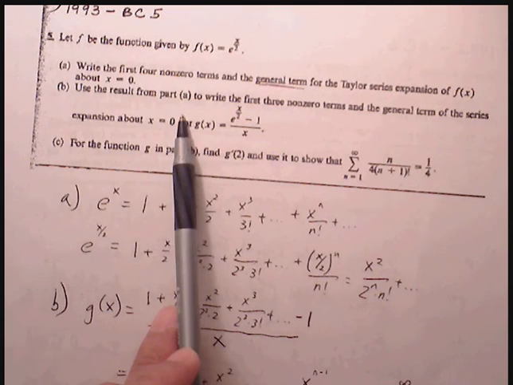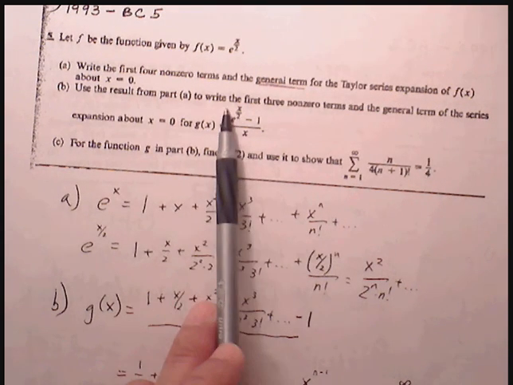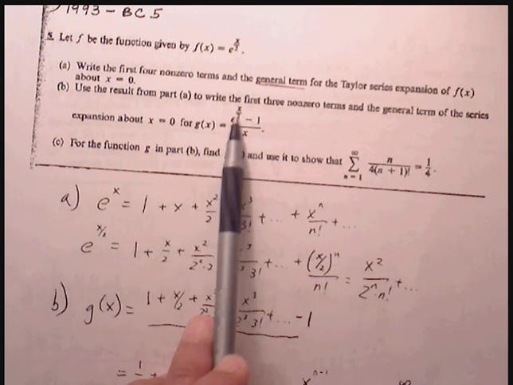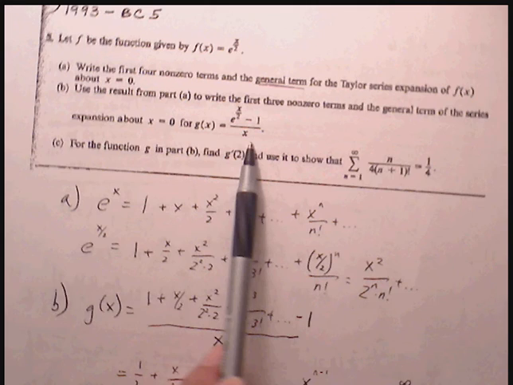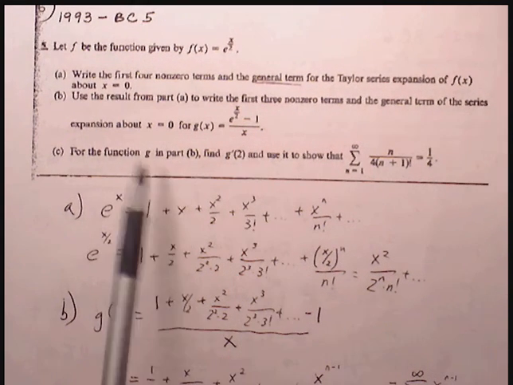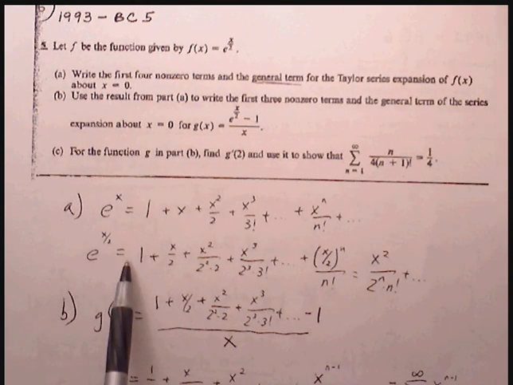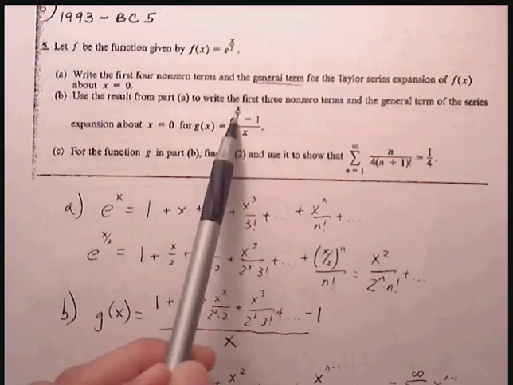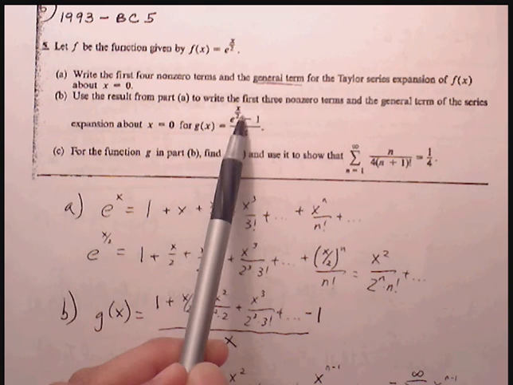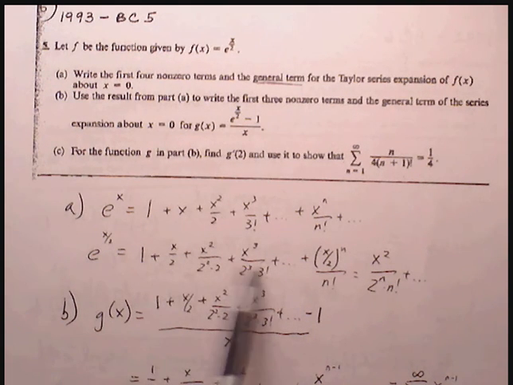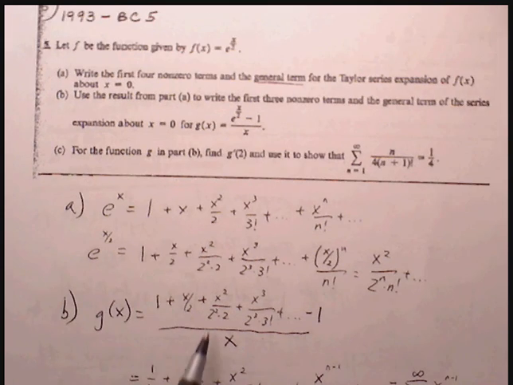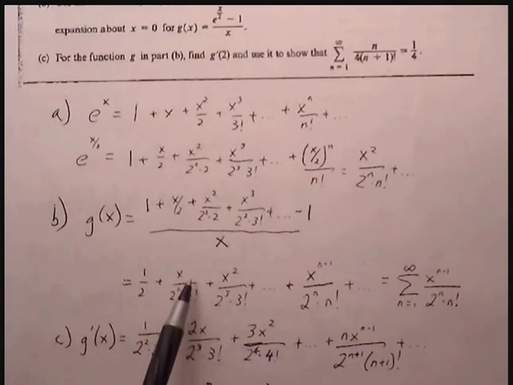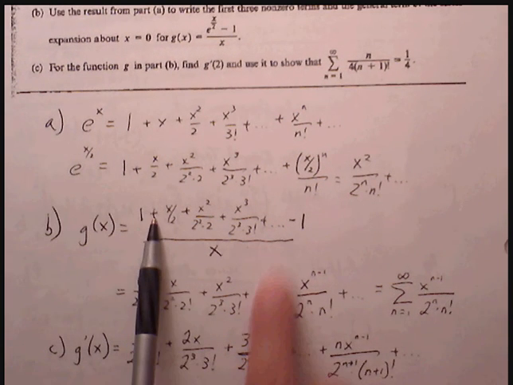Part B says use the result from part A to write the first 3 non-zero terms and the general term for g of x equals e to the x over 2 minus 1 over x. So the problem is helping us build these pieces together. We have the first few terms of e to the x over 2, so I'm going to replace the e to the x over 2 with the first few terms of the Taylor polynomial, so all these terms minus 1 over x. Okay. The ones will cancel out.